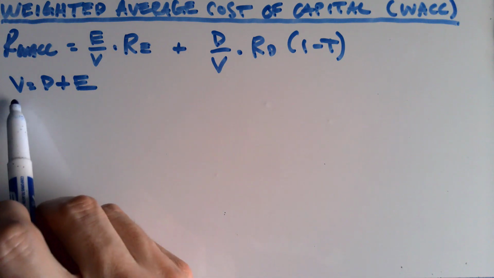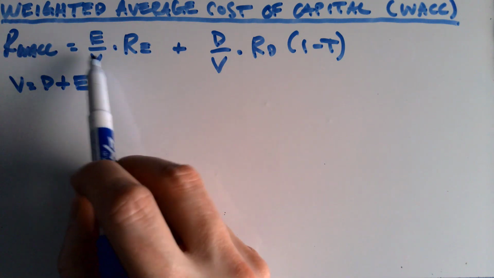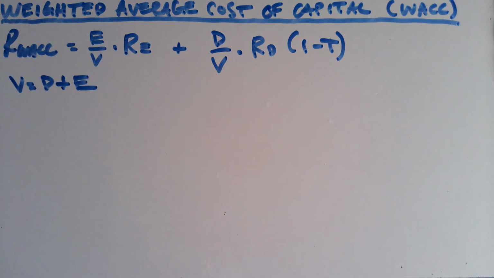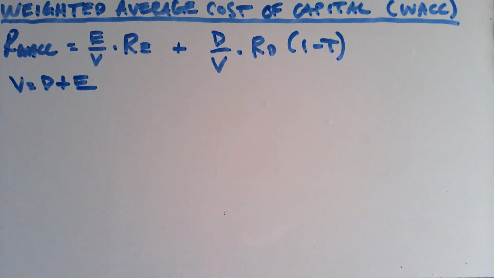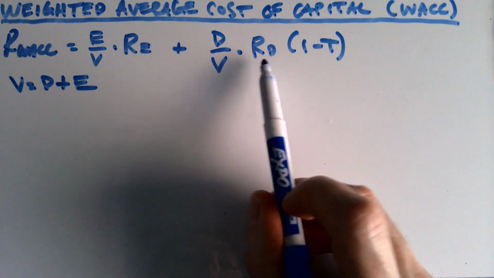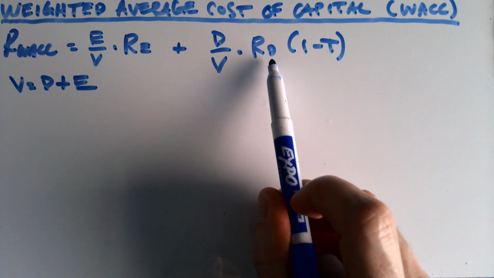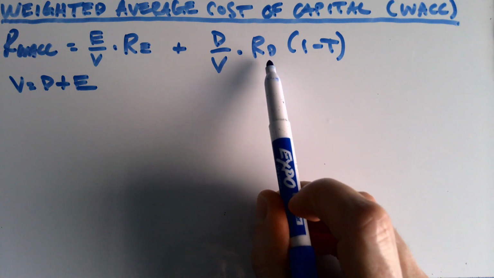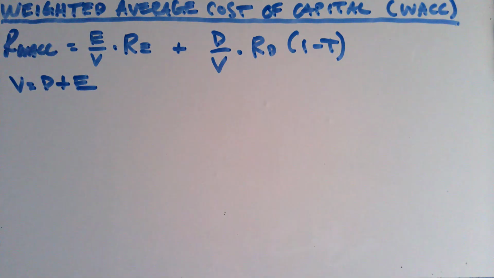In fact, we see that V is equal to D plus E, and so this is just E divided by D plus E. Over here we have the term that represents debt, and this is the proportion of the capital structure that is debt multiplied by the required return on debt, which would be the weighted average yield to maturity on all the firm's bonds, multiplied by 1 minus T, where T is the marginal corporate tax rate.